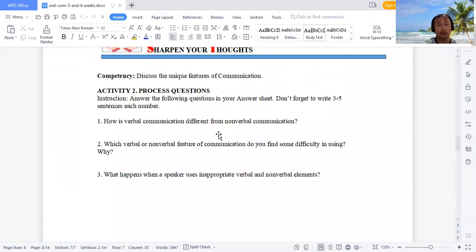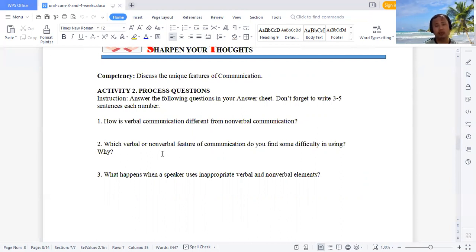Next here, class, is activity 2, the process questions. Instruction: answer the following questions in your answer sheet. Do not forget to write 3 to 5 sentences for each number. Number 1 question is, how is verbal communication different from nonverbal communication? How do these two things differ from each other? Second, which verbal and nonverbal feature of communication do you find difficulty in using? And why? Third, what happens when a speaker uses inappropriate verbal and nonverbal elements?